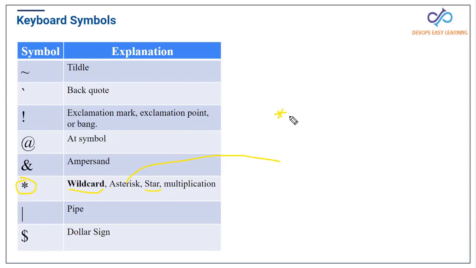Let's say our main domain is DevOpsEasyLearning.com. We can create subdomains from the main domain, and we can basically use this wildcard. Also with the wildcard, or the star or the asterisk, we can copy files or do a lot of cool things in Linux, right?